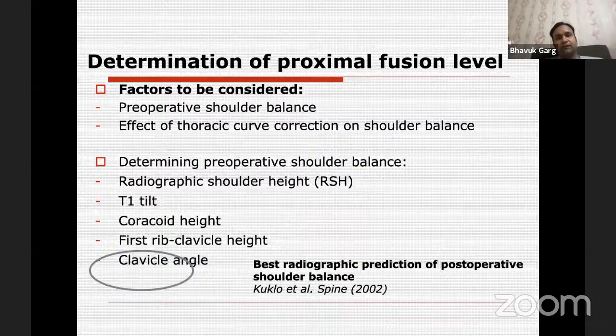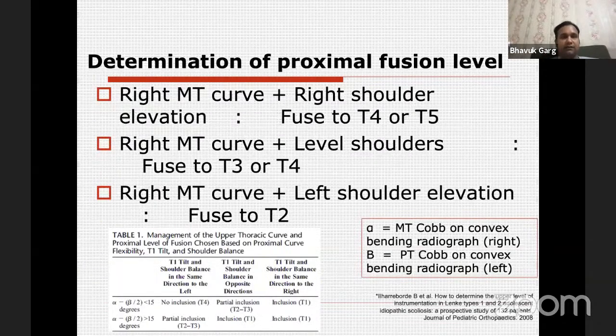Coming to it, once you have planned to operate on these patients, you have to determine your proximal fusion level. You have to consider the preoperative shoulder balance, and also how much correcting your thoracic curve is going to affect the shoulder balance. You can look at various parameters like the radiographic shoulder height, T1 tilt, coracoid height, first rib-clavicle height, and clavicle angle. Many angles have been described, but the best radiographic predictor remains the clavicle angle as per the literature. The usual dictum is that if it is a right thoracic curve and the right shoulder is high, you go up to T4 or T5. If both shoulders are at the same level, you go up to T3. And if the left shoulder is high, you go to T2.